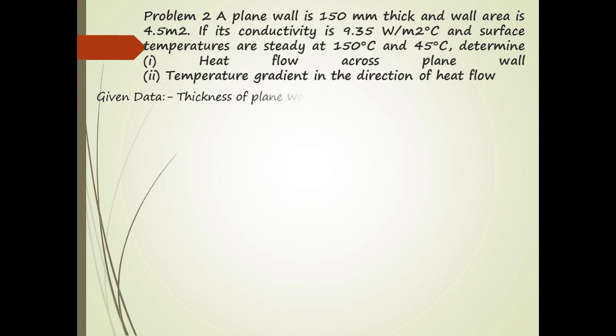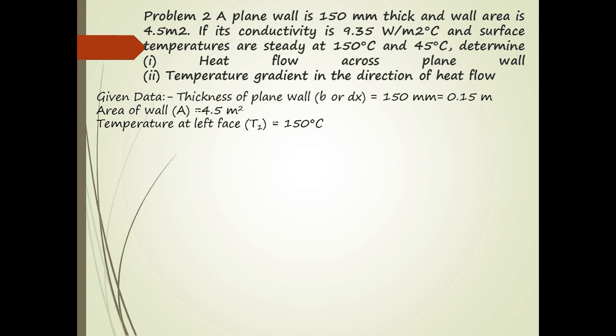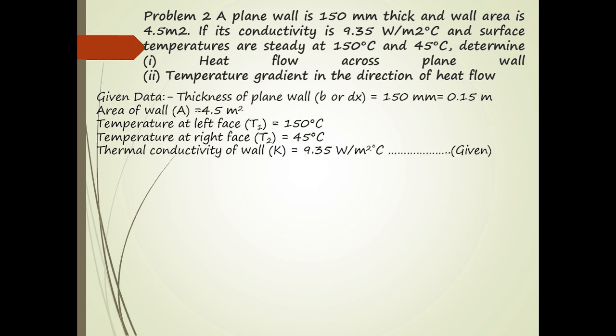Before that, try to write down the given data. So in the very first line, a plane wall is 150 mm thick. So thickness of the plane wall is given as 150 mm, that is 0.15 meter. Area of the wall is also given, 4.5 meter square. Temperature at left face, that is T1, is given as 150 degrees centigrade. Temperature at right face, that is T2, is equal to 45 degrees centigrade. Thermal conductivity of the wall K is given as 9.35 watt per meter degree centigrade. And the question is heat flow across the plane wall.